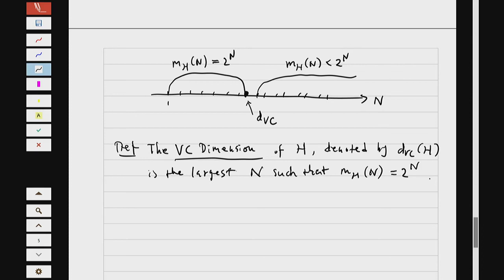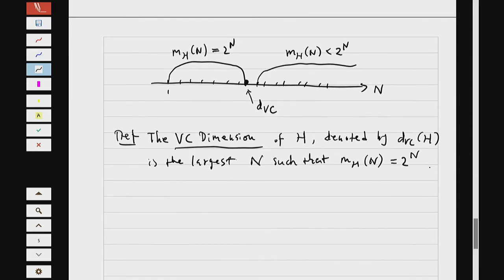So that's good, right? That's what we want. We want this growth function not to grow too fast. So it turns out if you go beyond the VC dimension, then it does not grow as fast.